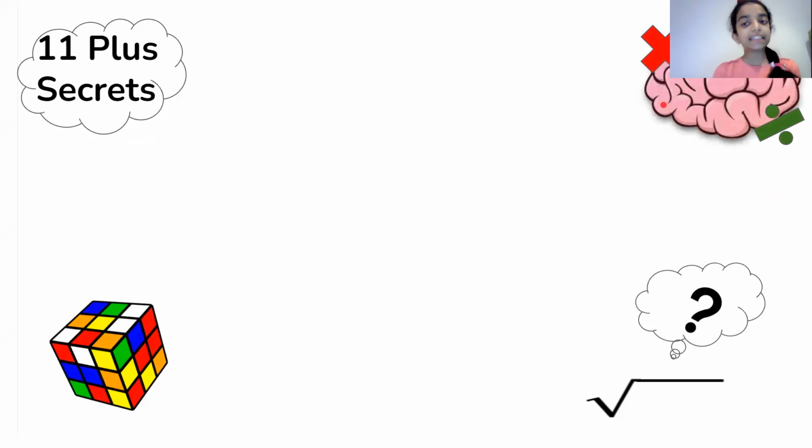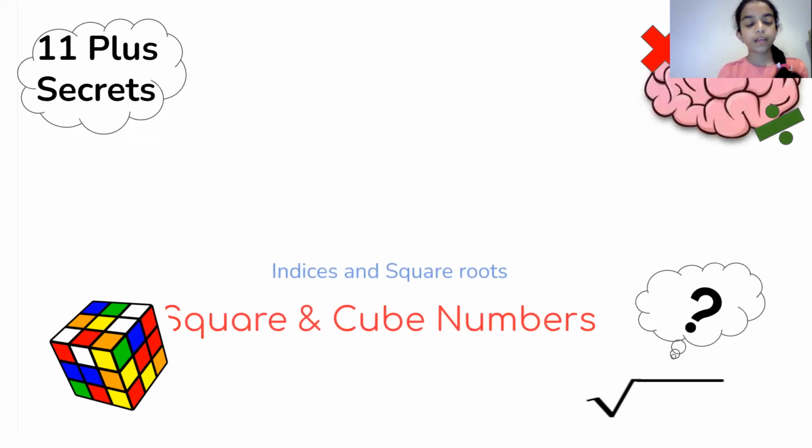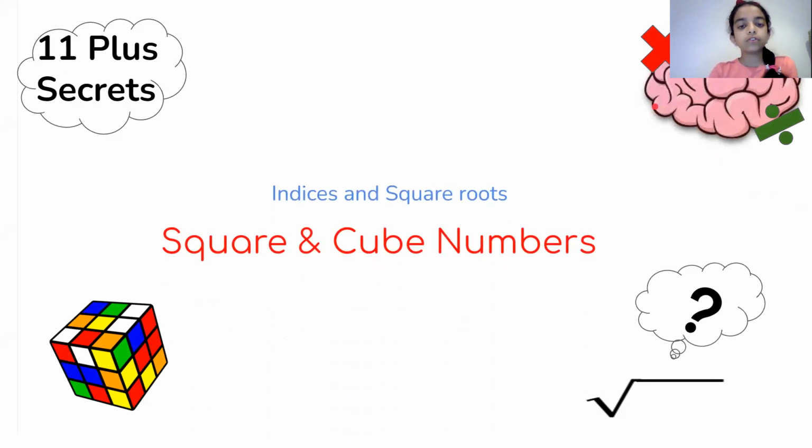Today we're going to be looking at a special maths topic called square and cube numbers, and also we're going to be looking at something called indices and square roots. So I've put some pictures on the bottom here to help you think about what this topic might be about. I've put a Rubik's Cube, which obviously has something to do with cube numbers. I've also put the square root symbol here, and a question mark because some of you might not know what that symbol means.